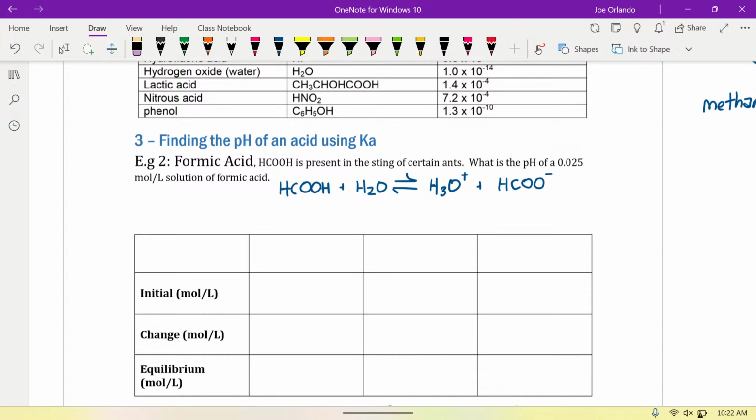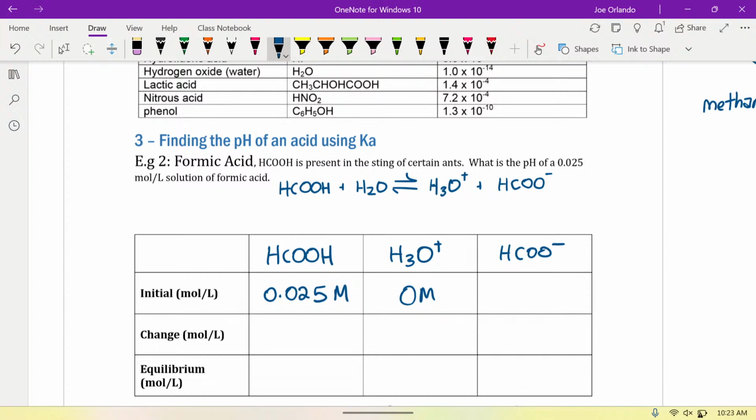All right? So we are starting with some HCOOH. And how much of it are we starting with? 0.025 molar, right? What are we forming? H3O plus and HCOO minus. For now, we're going to assume we start with no H3O plus. That's not true, but it's true enough.